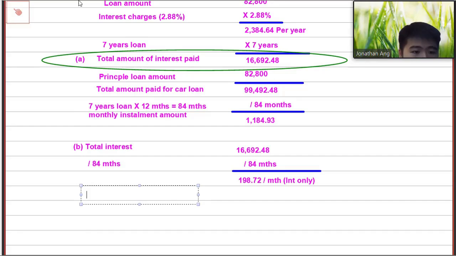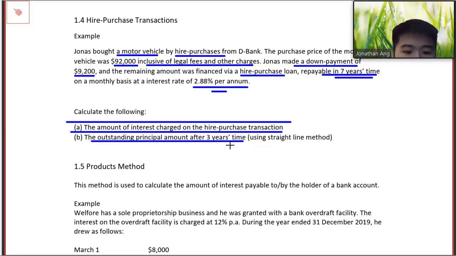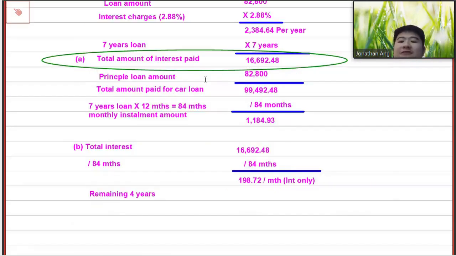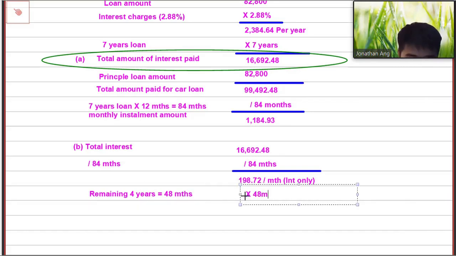Now, how do you calculate your answer for part B? You can use this way. You have a remaining 4 years of payment to be done, because the question asks what is your outstanding principal amount after 3 years time. Meaning you have paid installments for 3 years. You take the amount that you should be paying, minus away the 3 years that you have paid off. So the remaining 4 years equals 48 months. You multiply with 48 months to see the outstanding payment.